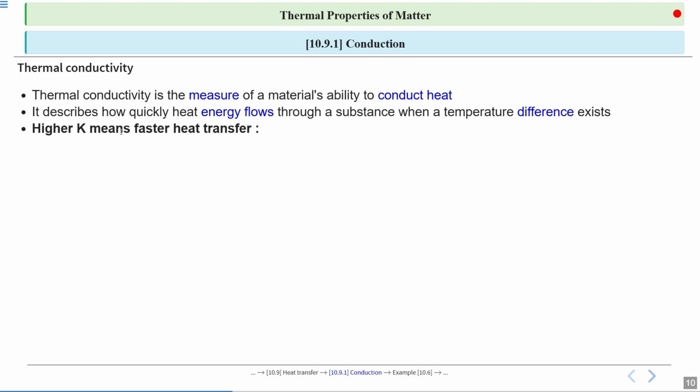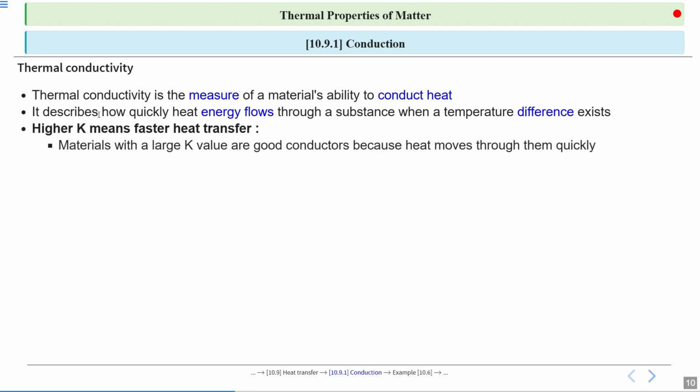Higher thermal conductivity means faster heat transfer. It means thermal heat transfer is directly proportional to conductivity. So materials with a large K have higher conductivity. Large K values are good conductors because heat moves through them quickly. If heat does not move through them quickly, we can say the conductivity of that material is not high.